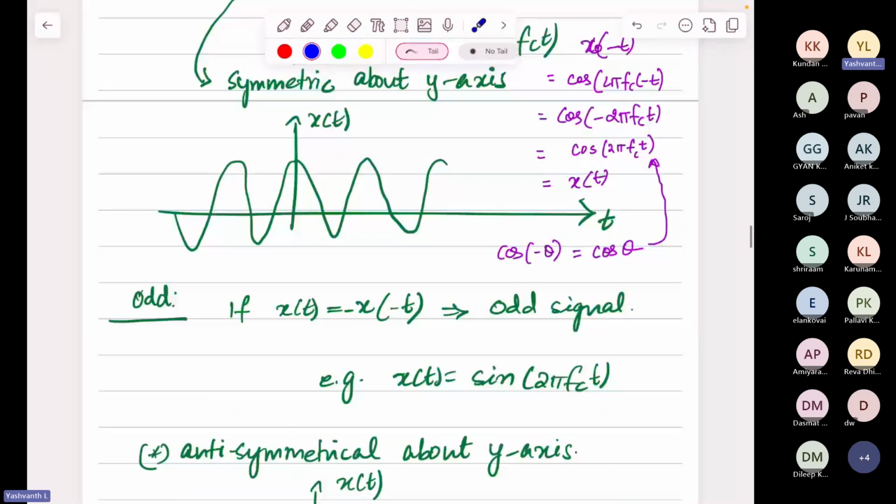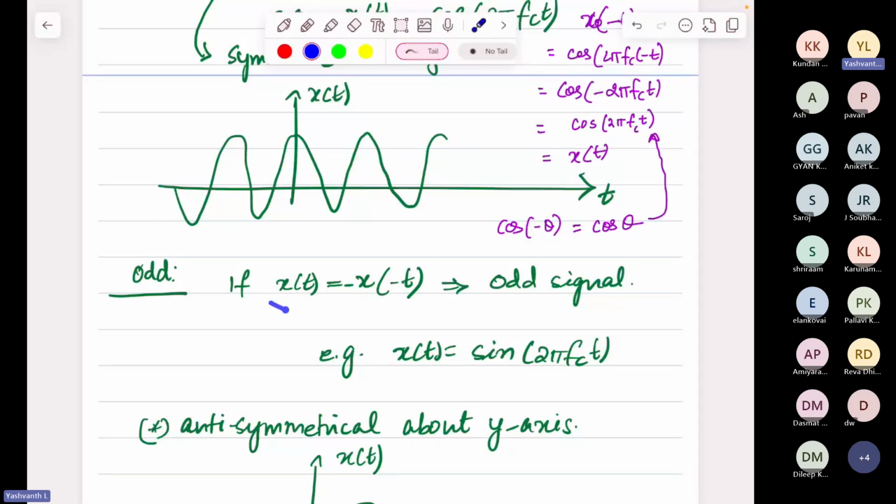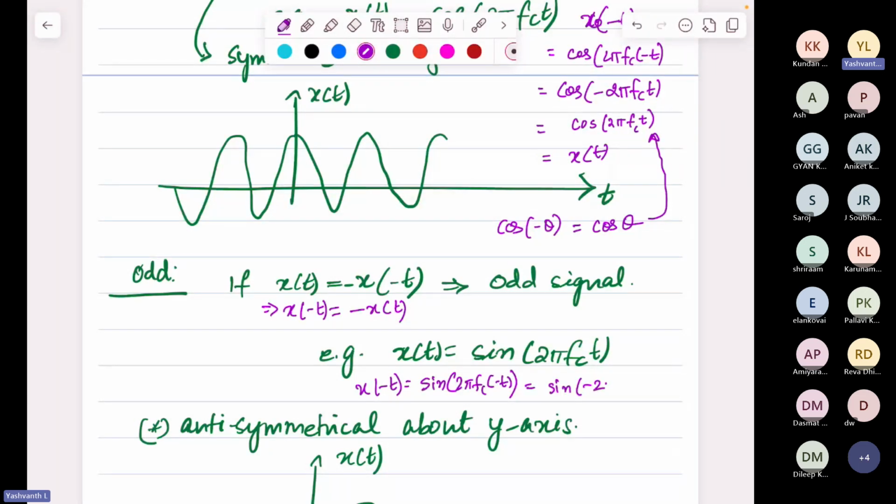Now you might have guessed what is odd. It's exactly the reverse. If x of minus t is equal to minus x of t, that signal is an odd signal. An example is sine 2 pi fct. Why? Because x of minus t is sine 2 pi fc of minus t, which is sine of minus 2 pi fct, which is the same as minus sine 2 pi fct, which is the same as minus x of t.